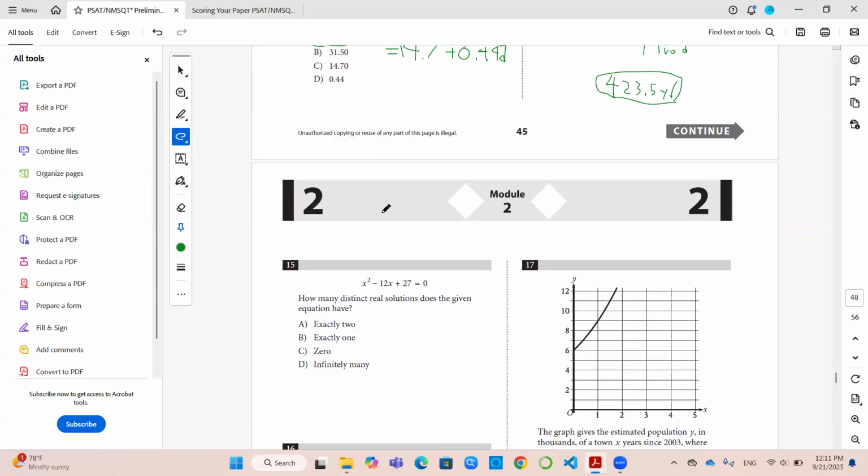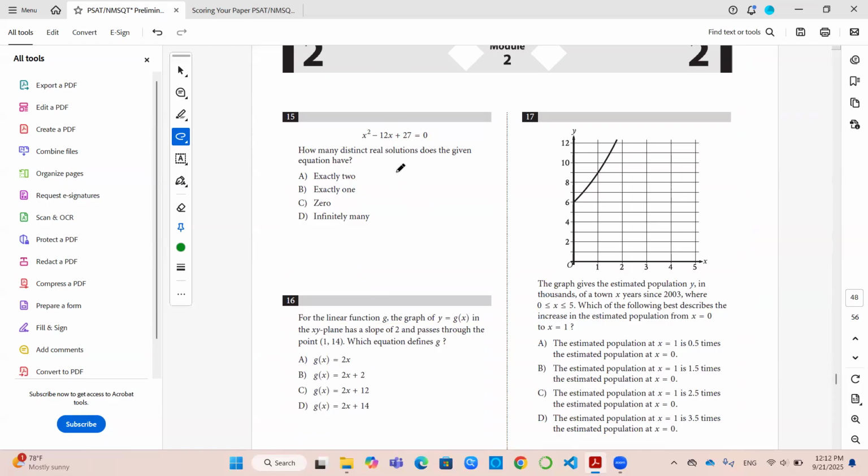How many distinct real solutions does the given equation have? So please remember this. When b squared minus 4ac is greater than 0, we have two real solutions. When b squared minus 4ac is equal to 0, we have one real solution. And if b squared minus 4ac is less than 0, then we have none.